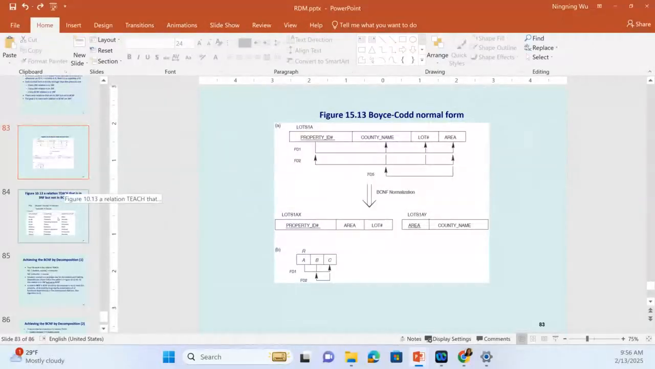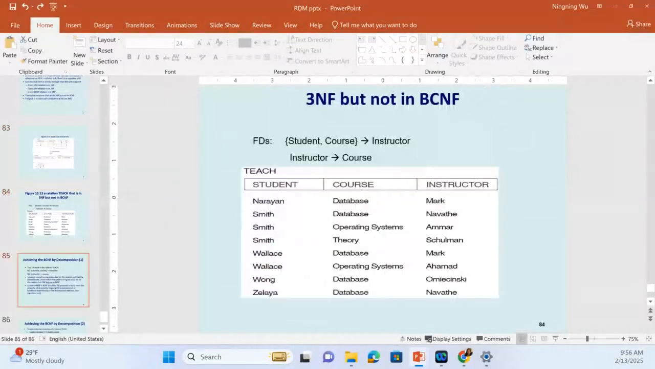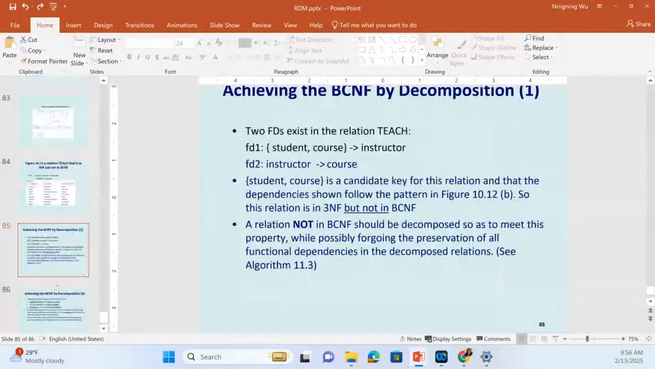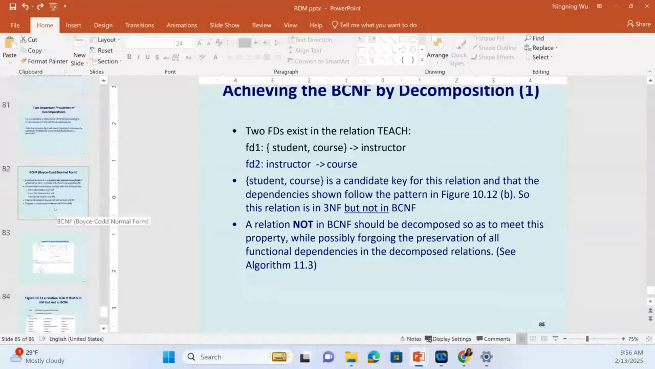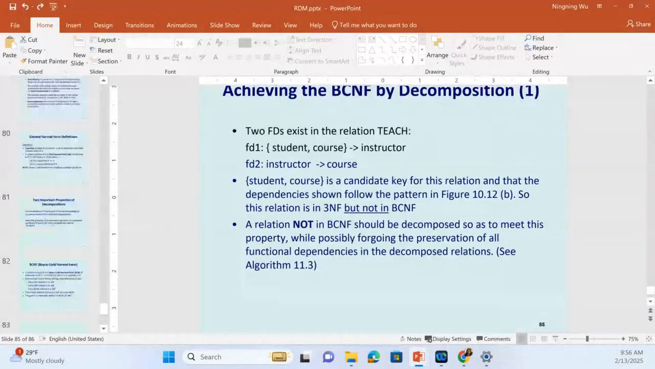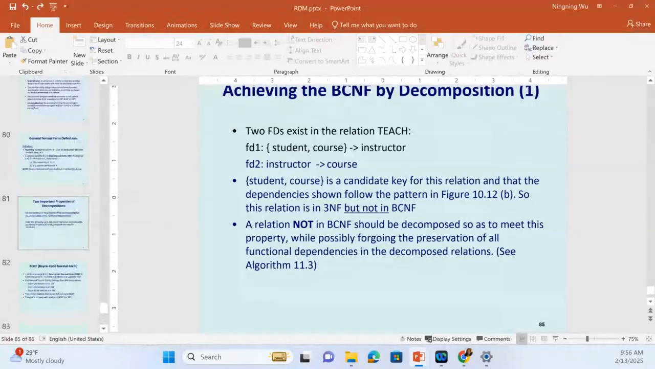If you're interested, you can read those two slides, but you're not required to understand them fully. In essence, if you design a database, as long as each relation schema is in 3NF, then you are in good shape. That's the most important thing you need to understand. Any questions so far?